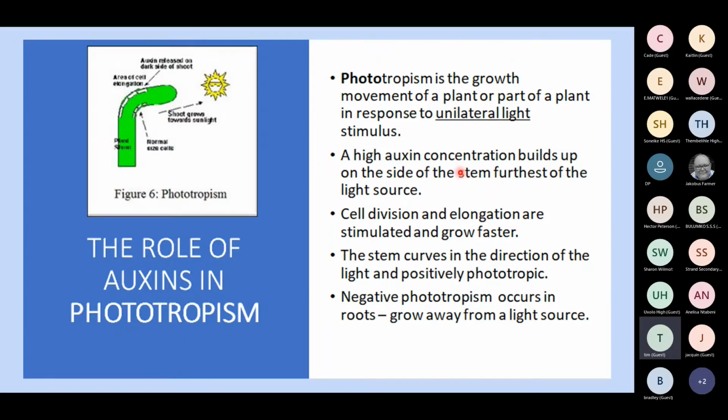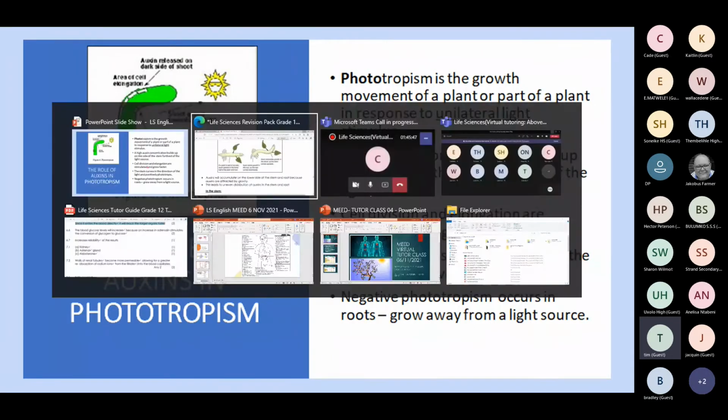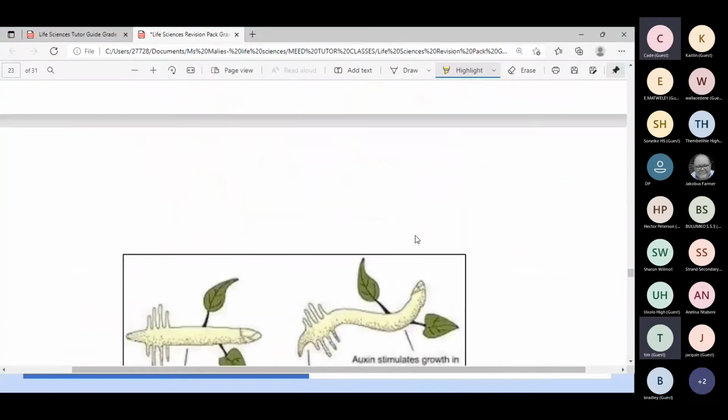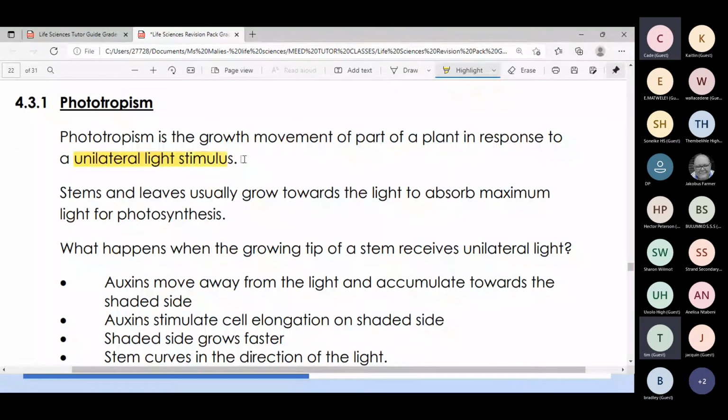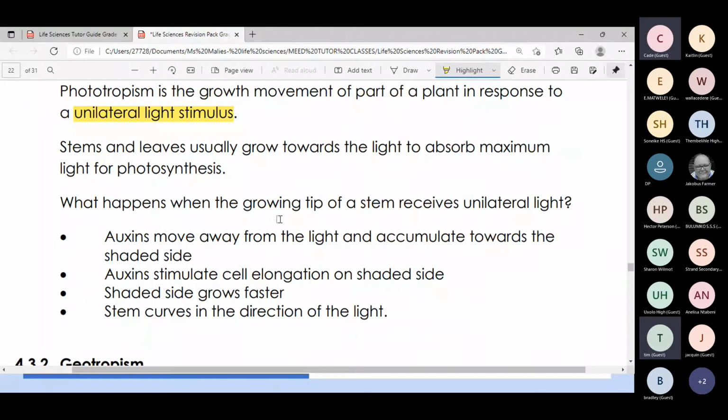So if I go back to your booklet quickly, because I want us to be very careful when we do these explanations. Your booklet has summarized it nicely for you. There is the statement. It's unilateral light stimulus in response. Stems will usually grow towards light to absorb the maximum light for photosynthesis. So what happens to the growth of the stem? Because of the keyword, the unilateral light.